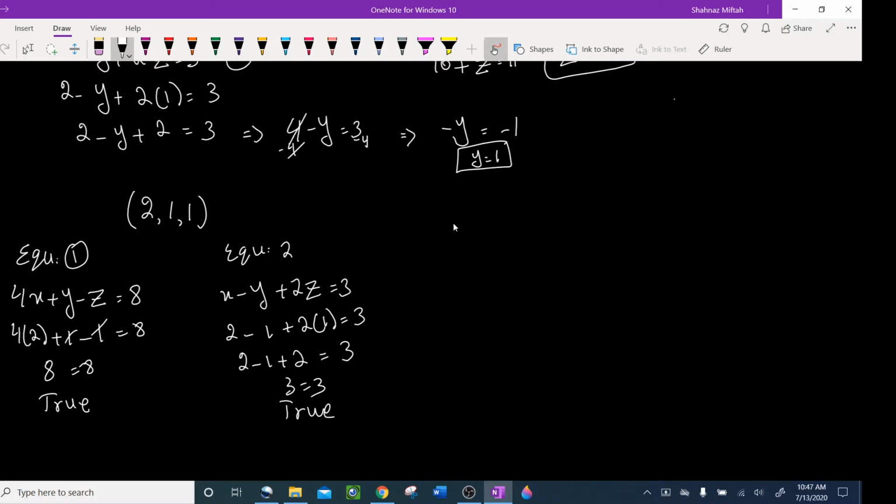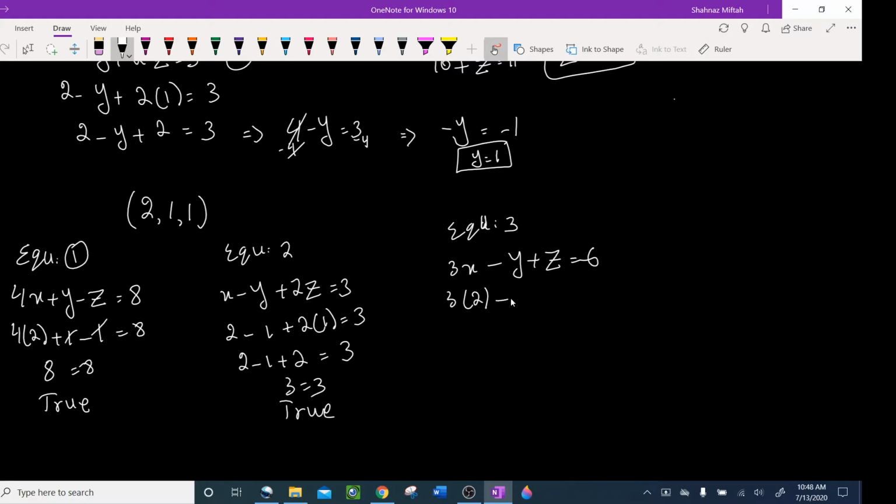We're good. Equation 3. If for any one of the equations it doesn't work, then it means for the whole system, it's not going to work, because it's a system of equations. We're talking about the 3 equations together. 3x minus y plus z equals 6. That was my third equation.